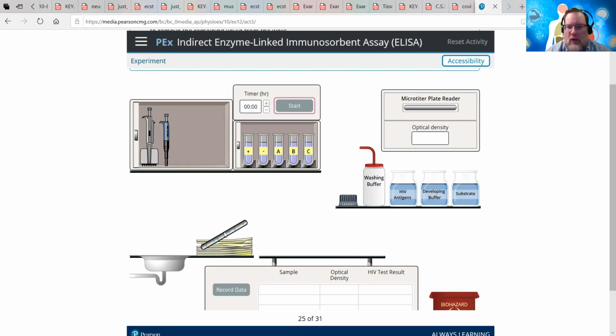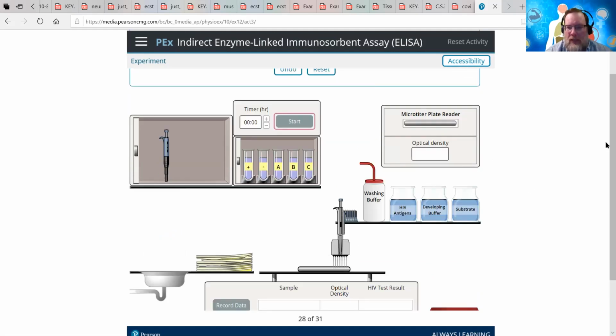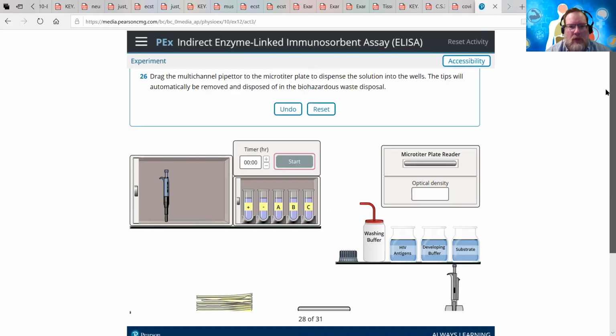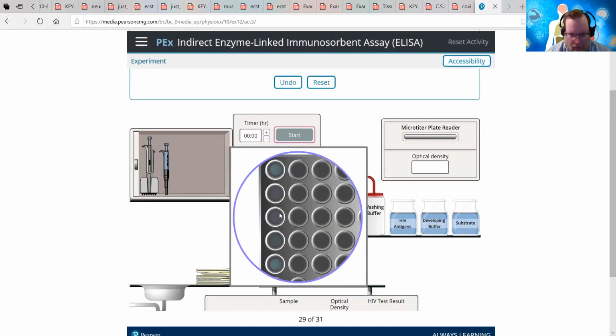Pat that baby dry. Bring it back over, and then it's going to ask us to do basically what we've been doing. We're going to drag it over to the substrate bottle. If we've got a positive test, that's what everything's going to stick to. We're going to get our multicolors, and here are our wells. We're just going off of this first column.